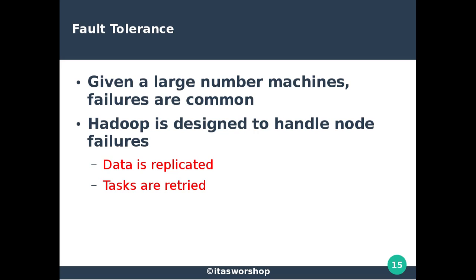So each data block is copied 3 times, and then all 3 copies are put at different locations. That's how it works. We'll see more about this in HDFS. And then if there is some task failure, it retries the task. It tries to perform the task again if it fails. So that's how Hadoop is fault tolerant.